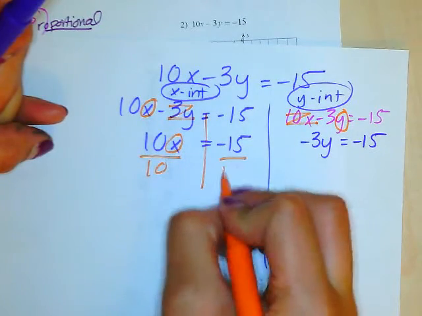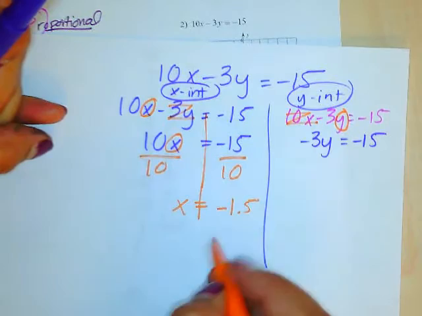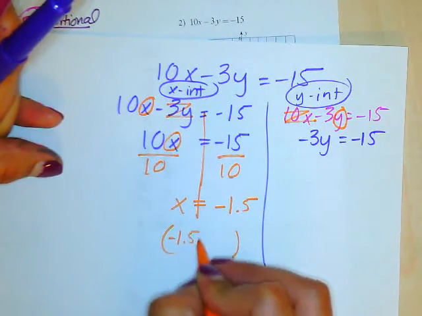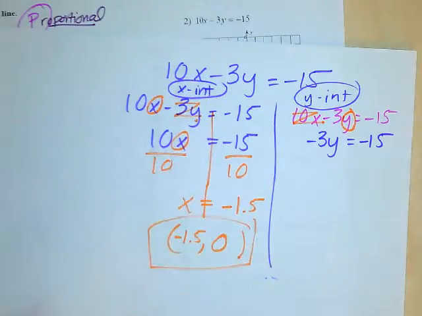So here I'm going to divide by 10, divide by 10. So x equals negative 1.5. Okay? So in a point, when x is negative 1.5, we zeroed out the y. So that's my first intercept, my x-intercept.